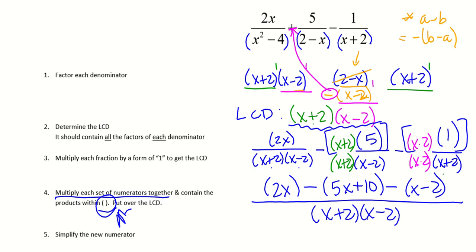Okay, now we're going to simplify that numerator. To do that, I'm going to distribute my subtractions. So this changes to plus, and both of these signs change. This changes to plus, and the x changes to minus and this to plus. So when I combine my like terms, I've got my 2x, my negative 5x, and my negative x, which is negative 4x. And then I have my negative 10 and my positive 2, which is minus 8.